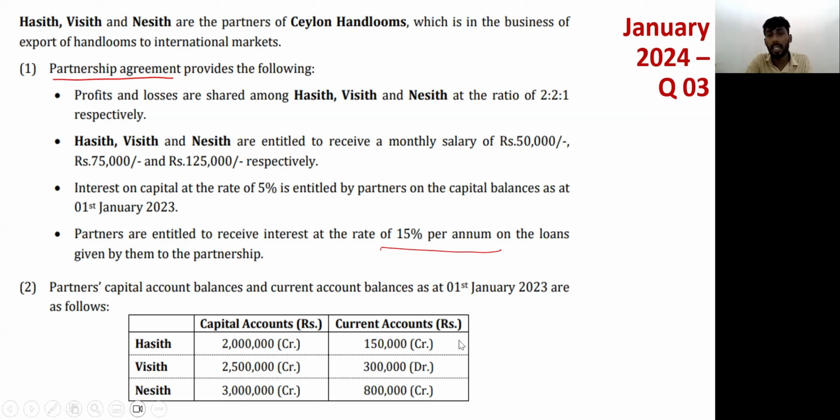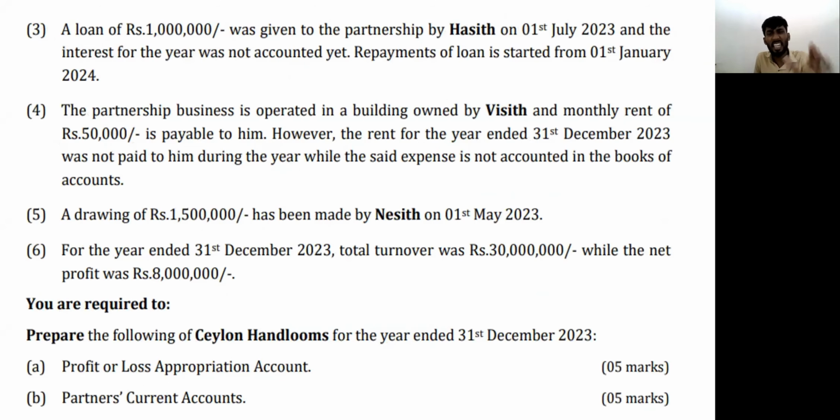Then the partners' capital and current account balances are given. Here you need to be very keen that these current account balances can be given as debit balances and credit balances both. Sometimes they are given as debit balances, sometimes as credit balances. Then you need to keep in your mind where to record them. Then there are some things given. So let's see what the requirement is: one, the profit or loss appropriation account, and then the partners' current accounts.